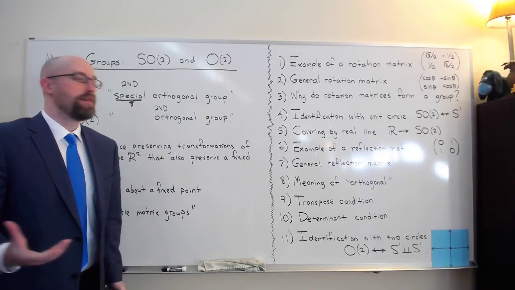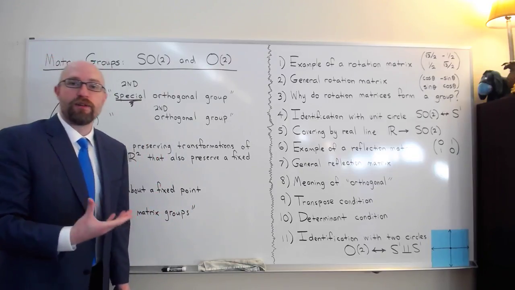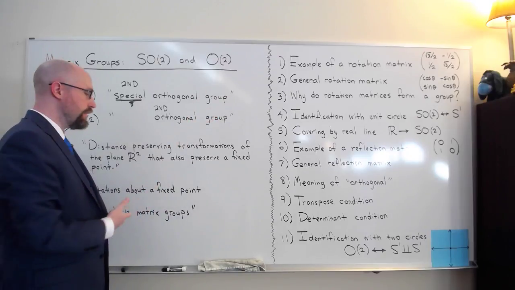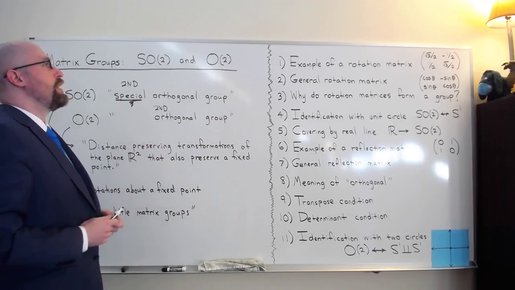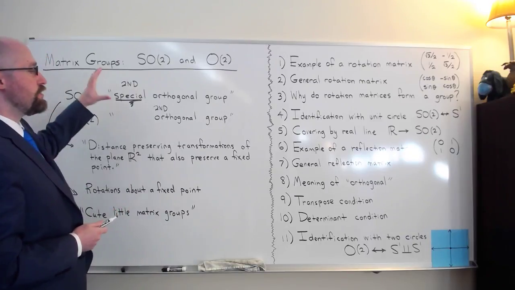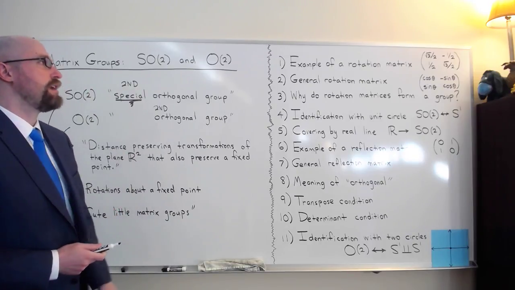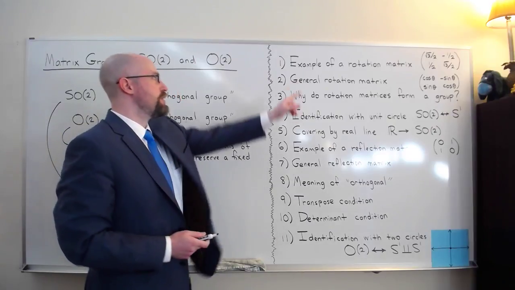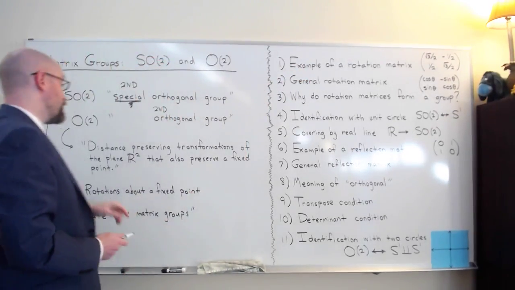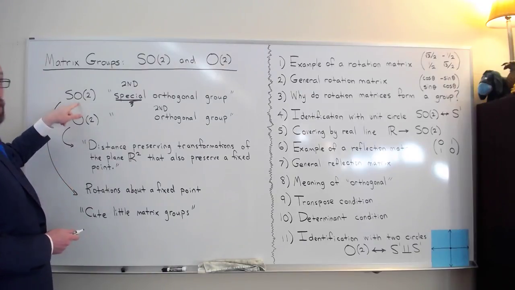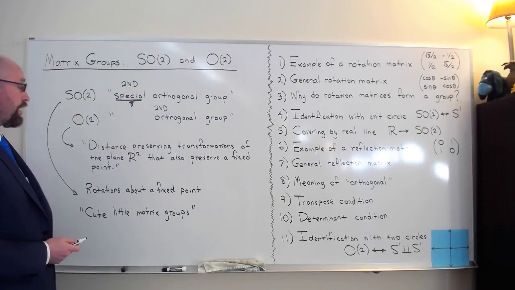Later we'll be talking about matrix groups that you can't visualize as easily as what you can with these here. Now in this first video, having just told you this little bit of introductory stuff, the only other thing I'm going to do is show you an example of a rotation matrix, which is one of the elements of this SO2 group, the special orthogonal group.